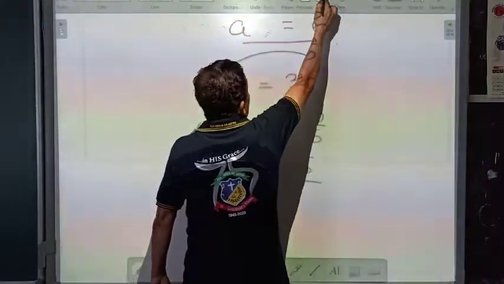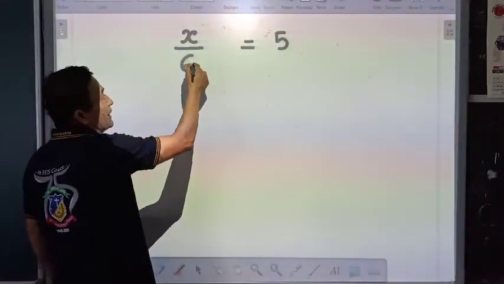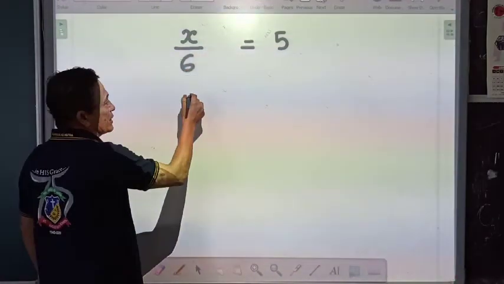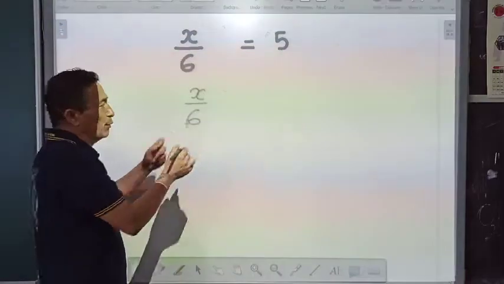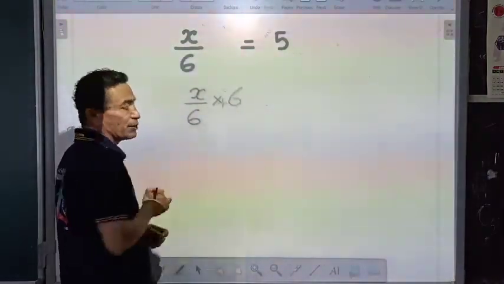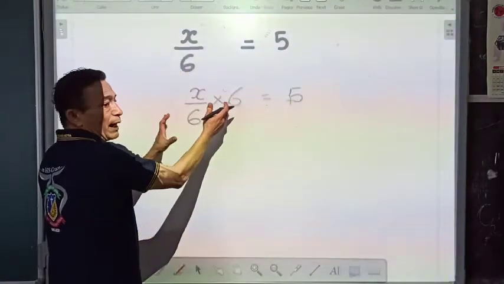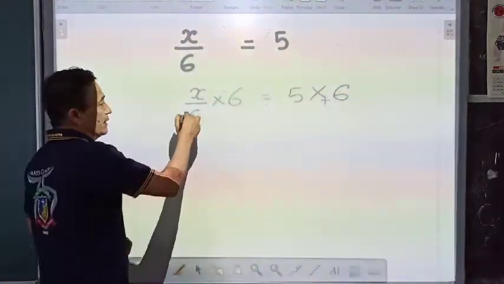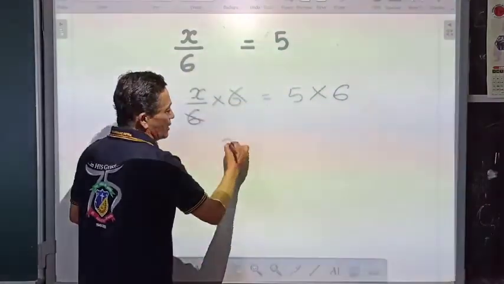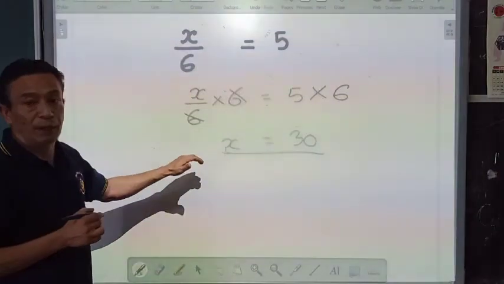Similarly, if I take a division sum, here you can see x is being divided by 6. So x being divided by 6. If I want to remove this 6, I'll have to multiply this by 6. Similarly, if I multiply on the left hand side, I will also have to multiply on the right hand side. 6 and 6 will cancel. X will be equal to 30. This is the conceptual part.